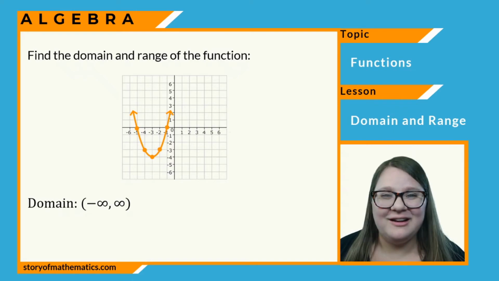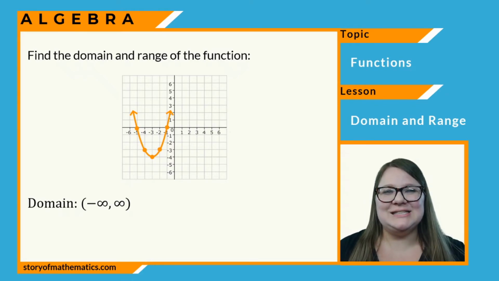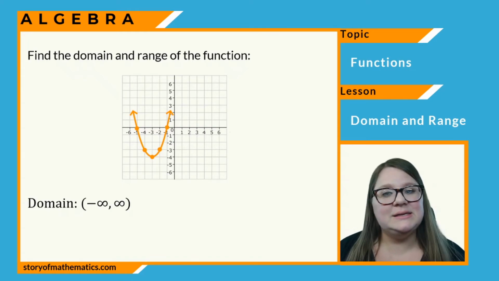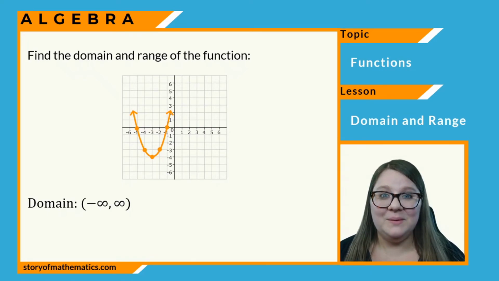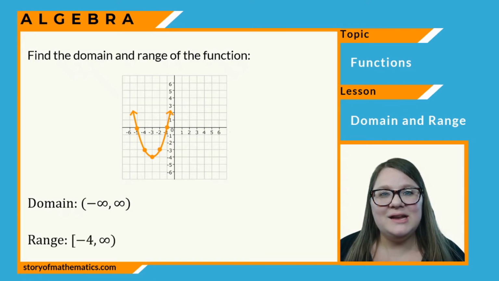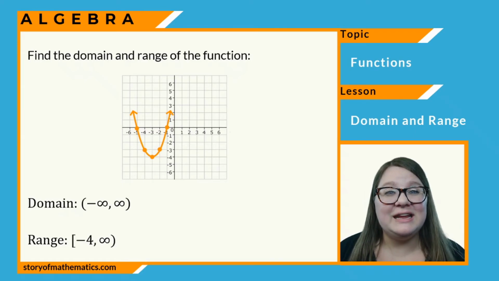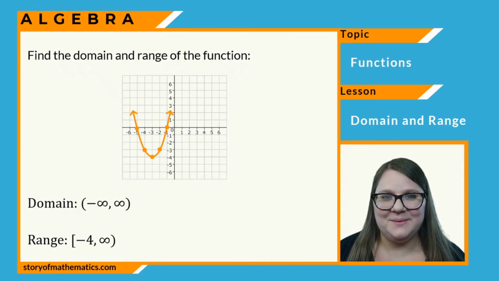We go on forever. Now, the range, on the other hand, in this case, the lowest point is actually included. You can see -4 is a real point on the parabola. So we do include that. But then our arrows both go up forever. So our range is bracket with the -4, and then we have comma to infinity forever with the parenthesis.